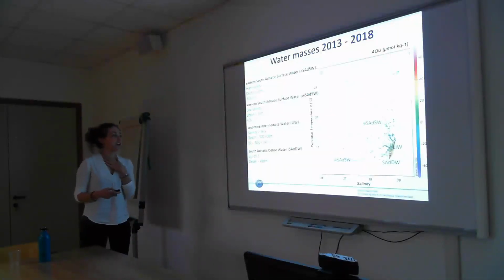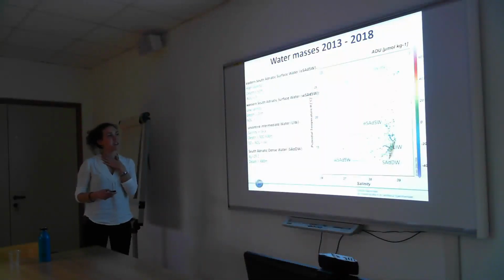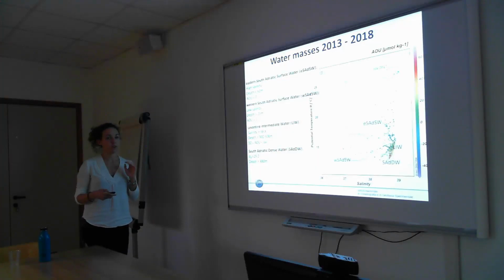And then the South Adriatic dense water that have a potential density anomaly higher than 29.2, and are at a depth higher than 880 meters. In this case, we found these samples that are different from the rest of our data set. In July 2017, they were surface samples with a really high salinity, with a really high alkalinity and low pH. So we still have to understand what exactly happened in 2017 in July.